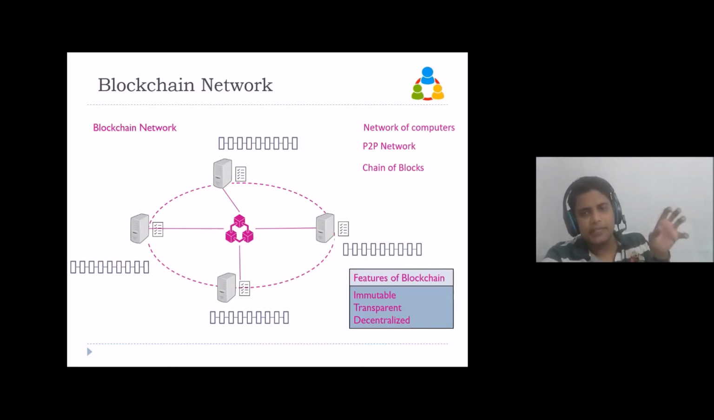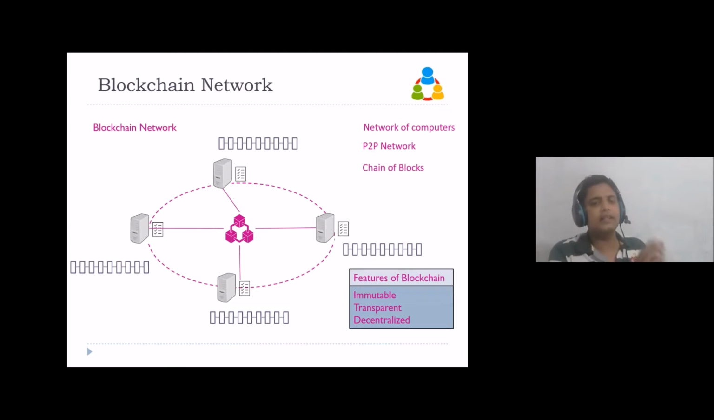But in a blockchain network, the data is replicated to all the computers in the network. That is why it is called a decentralized network, and nobody owns the data. Everybody owns the data, actually. So there is no single owner of the data, and the transactions are transparent. Why is it transparent? Because the moment somebody does a transaction, it will be updated to all the computers in the network.